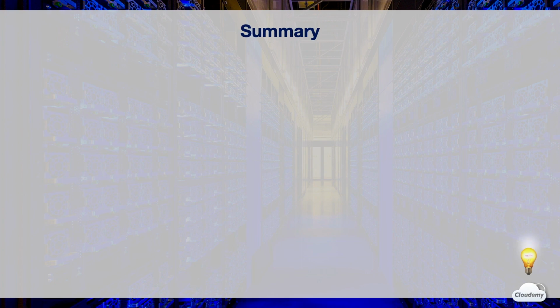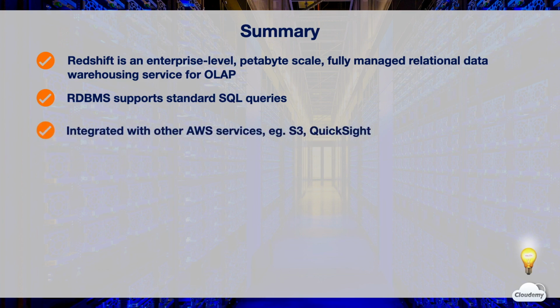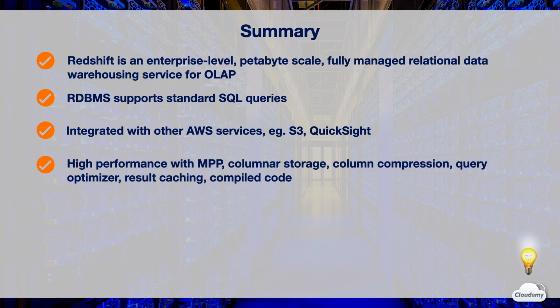In this episode, we've learned Amazon Redshift. Redshift is an enterprise-level, petabyte-scale, fully managed data warehousing service for online analytical processing. Redshift makes it simple and cost-effective to analyze all your data using standard SQL and your existing BI tools. Redshift is integrated with many AWS services, such as Data Lake using S3, and Business Intelligence using QuickSight. Redshift is a high-performance data warehouse platform that takes advantage of MPP by spreading workloads across multiple nodes.